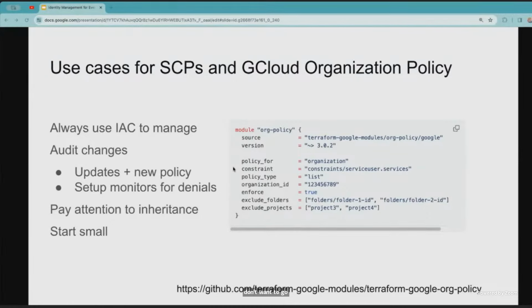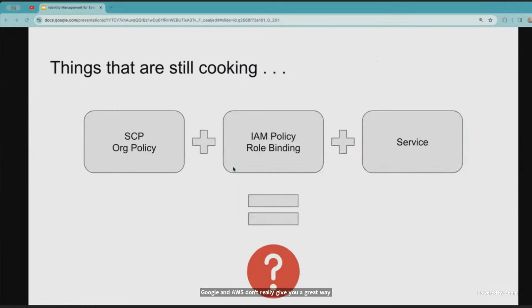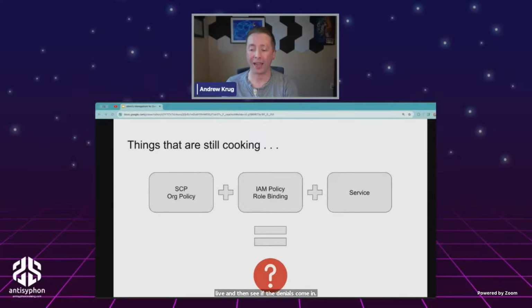And there is kind of a downside to both clouds, because Google and AWS don't really give you a great way to test these things. So when you roll them out, you just have to kind of do it live and then see if the denials come in too fast. And then if they do, you back it out. So having a way to roll these through a test system and simulate is pretty essential.